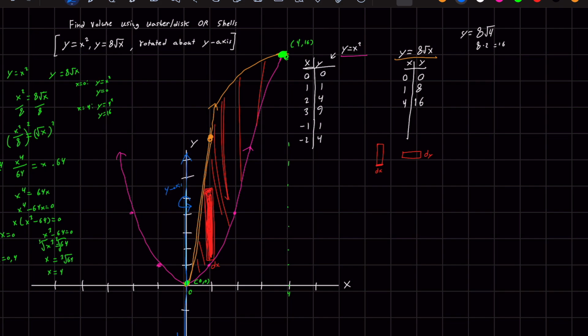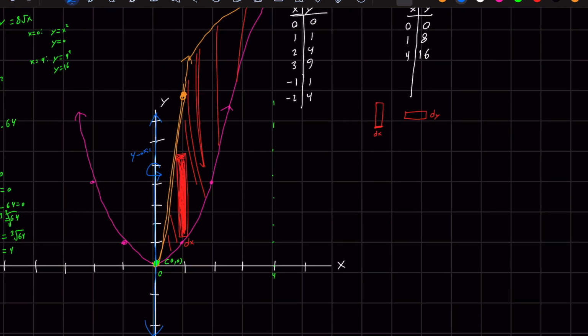Okay. Now that we have this, we have to choose, are we doing shells or are we doing washers? All you have to do is compare, again, it's all up to the rectangle. Compare your rectangle to your axis of rotation. So our rectangle is dx, right? This is our rectangle. We have a form of dx. And our axis of rotation is the y-axis. It's going this way, it's vertical. You see how they're parallel to each other? That means that we're going to be doing shells, right?